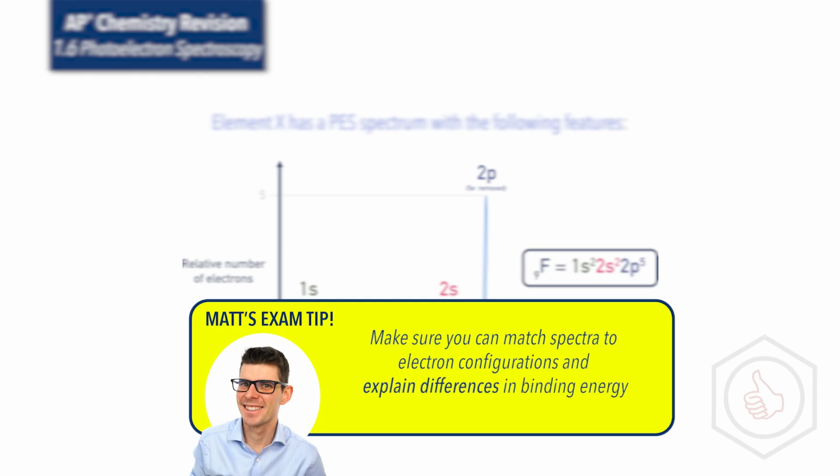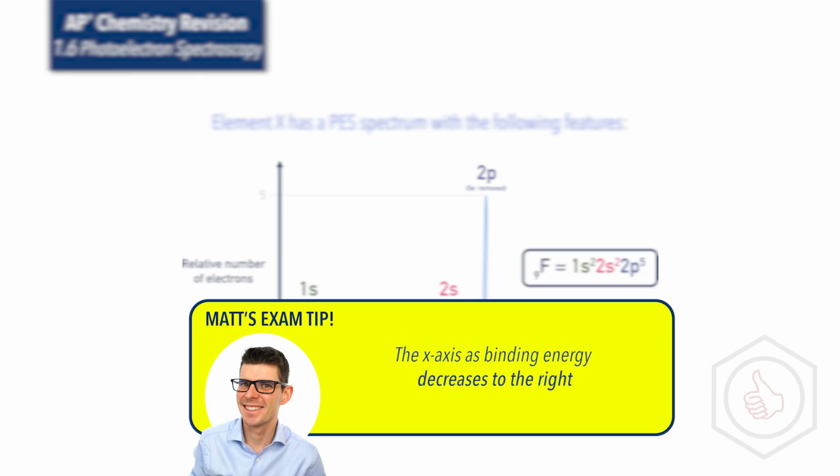Exam tip here: in PES questions, be ready to match spectra to electron configurations or explain differences in binding energy. Focus on how close electrons are to the nucleus and how many occupy each subshell. Also remember that the x-axis is binding energy, it decreases to the right.